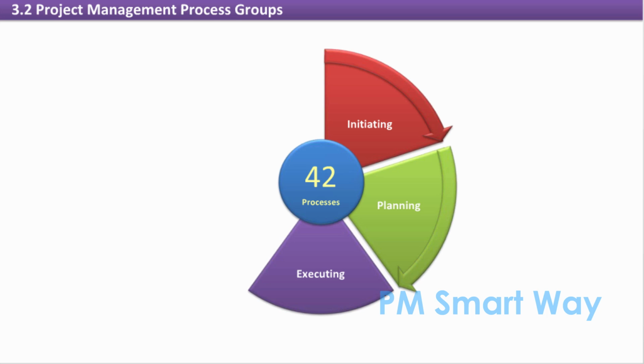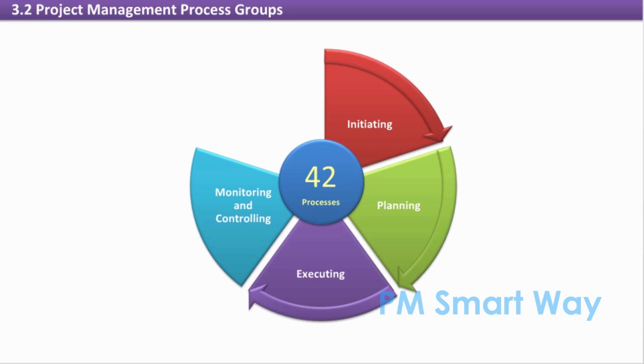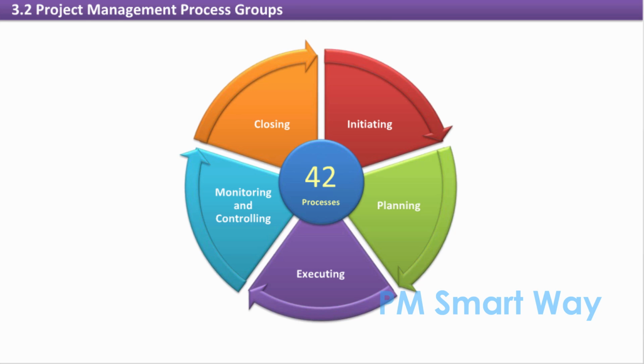The executing process group is where the work described in the scope takes place. It begins after some planning has taken place, but planning and executing often occur simultaneously. The monitoring and controlling process group reviews the project or phase work and performance for variances. It starts immediately after initiation and will remain active until the project is closed. The closing process group occurs last and generally only once for a project or phase. It performs the activities needed to formally close the project or phase.